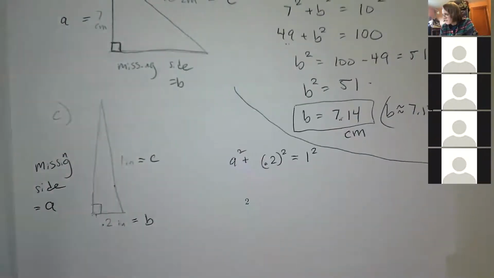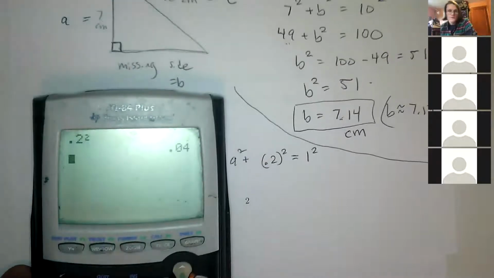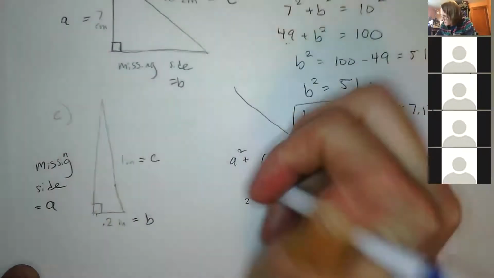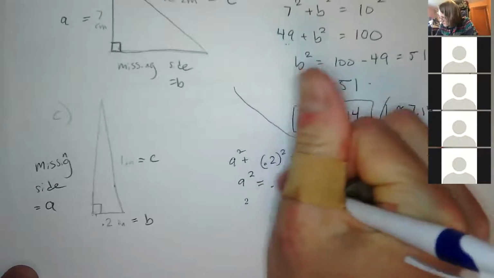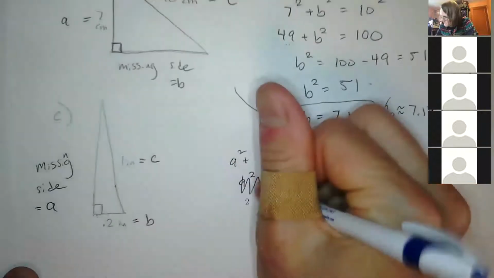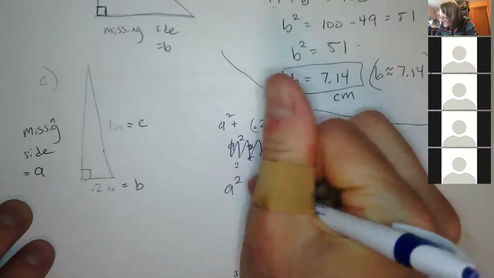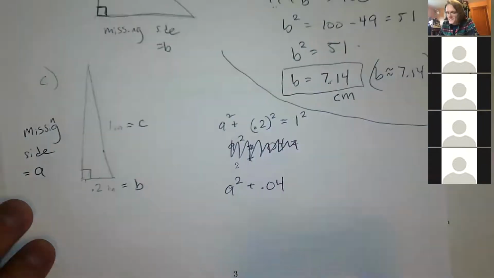And now we just solve like before. So 1 squared is 1, because anything times 1 is itself. So 1 times 1 is itself, which is 1. And the 0.2 we can compute. So 0.2 squared is 0.04. So I get A squared plus 0.04 equals 1. Sorry about that, I put it down here.